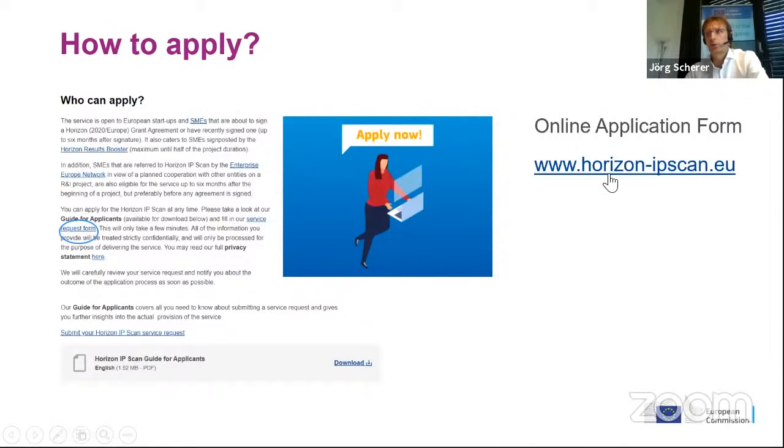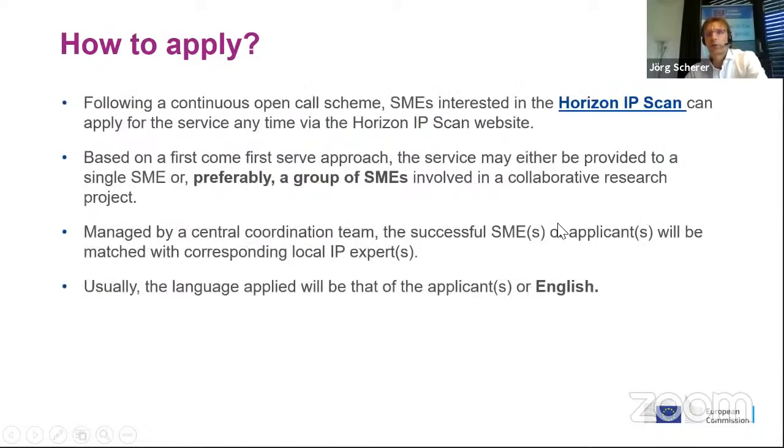You can apply through the platform, the Horizon IP Scan platform. So any application should go through this request form, the service request form, electronically. You see here there is also a guide for applicants, which explains everything in detail, what I rushed through very briefly. It's on a first come, first served basis. And what is important is, if one SME applies from a collaborative project, then we will also ask the other SMEs involved in the same project to apply for the service, so that we can offer a group service, a group consultancy for the whole group of SMEs.